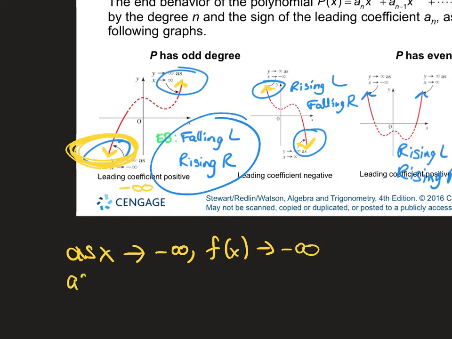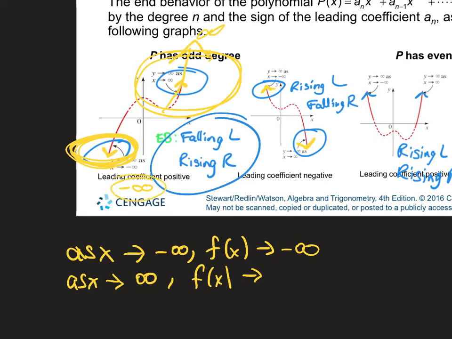So as x approaches positive infinity, that means the right side of the graph, f of x, or y, is doing what? Is it going towards positive infinity, or is it going downwards towards negative infinity? It's going to positive infinity. So when you write rising left, falling right, this is exactly what you're saying.